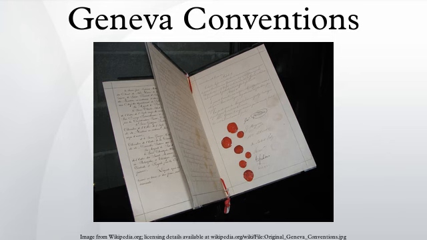To this end, the following acts are and shall remain prohibited at any time and in any place whatsoever with respect to the above-mentioned persons: violence to life and person, in particular murder of all kinds, mutilation, cruel treatment and torture, taking of hostages, outrages upon dignity, in particular humiliating and degrading treatment, and the passing of sentences and the carrying out of executions without previous judgment pronounced by a regularly constituted court, affording all the judicial guarantees which are recognized as indispensable by civilized peoples. The wounded and sick shall be collected and cared for.